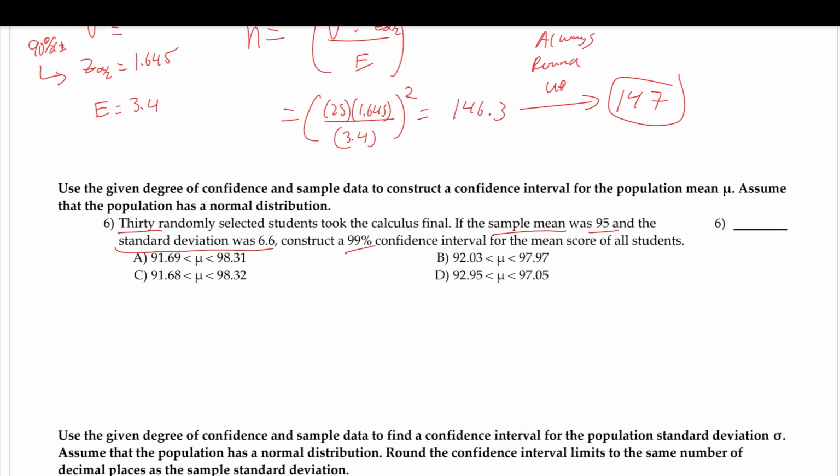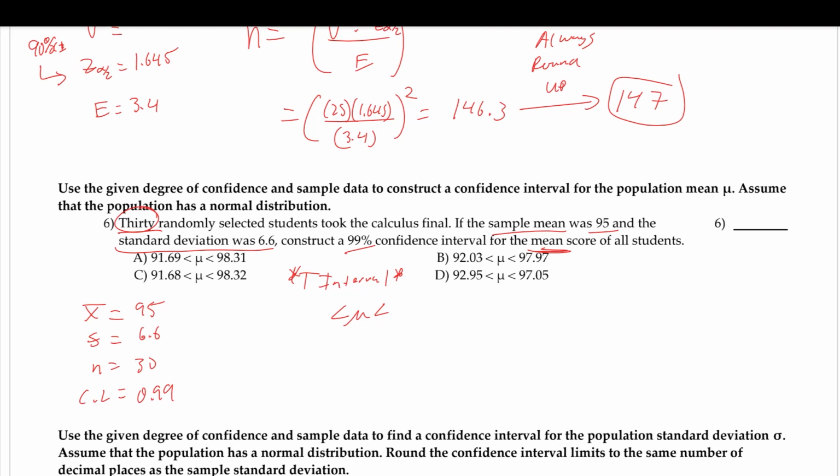Okay, so for a confidence interval on a mean score, we have to have our lower bound and upper bound. We're going to be using a thing called t-interval. Okay, the inputs for the t-interval on your calculator are going to be x bar, s, n, confidence level. They did tell us our sample mean was 95, sample standard deviation was 6.6, sample size was 30, and the confidence level was 0.99.